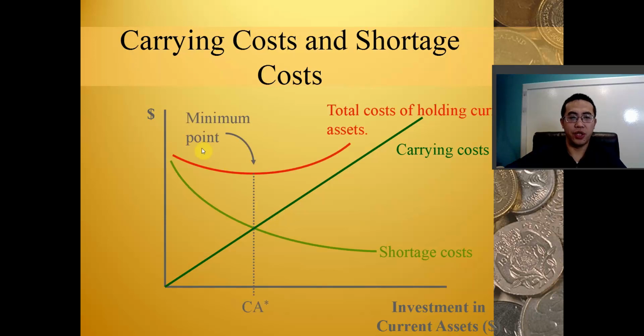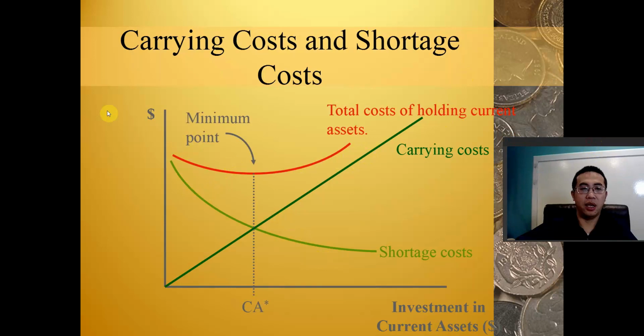So you always want to reach the nice balance of this. If you add the carrying cost and the shortage cost, there should be a U-shaped curve with a minimum point. That minimum point basically is your optimized current assets level. Does that look familiar? I think it does.